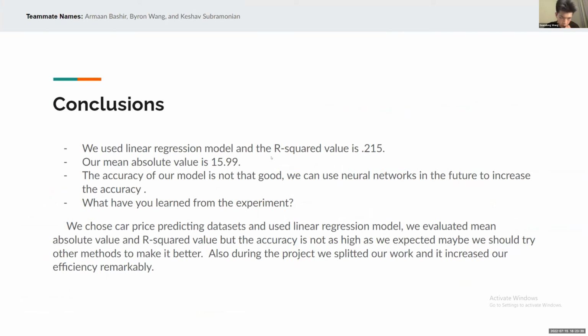Conclusions: we used a linear regression model, and the R-squared value is 0.215, and our mean absolute value is 15.99. The accuracy of our model is not that good. We can use neural networks in the future to increase accuracy. We chose car price predicting datasets and used a linear regression model. We evaluated mean absolute value and R-squared value, but the accuracy was not as high as we expected. Maybe we should try other methods to make it better. Also, during the project, we split our work and increased our efficiency remarkably.